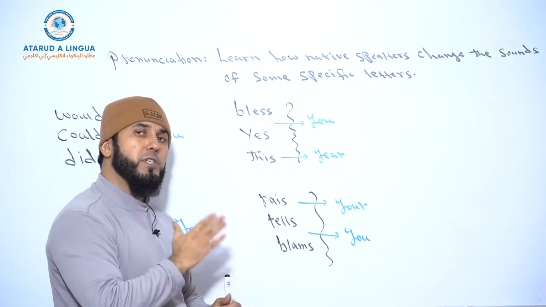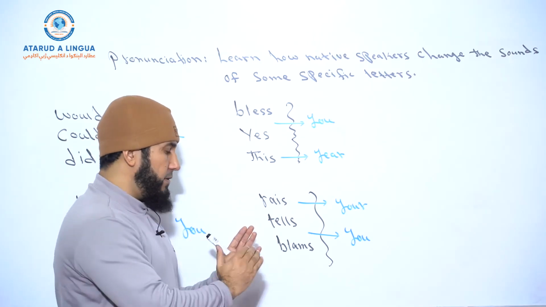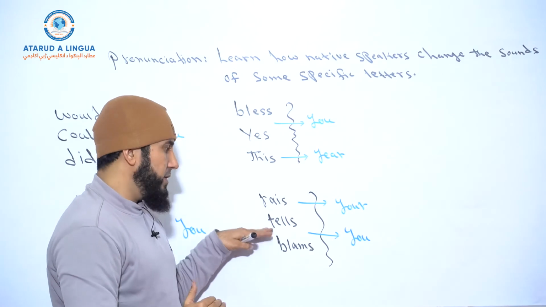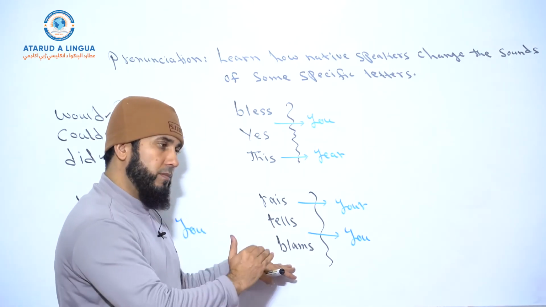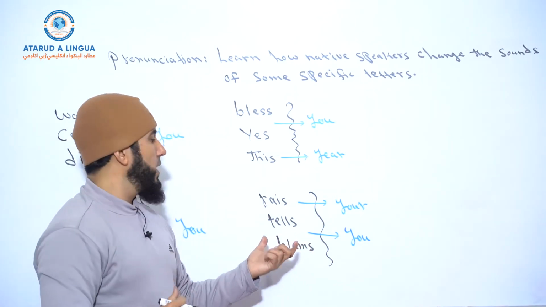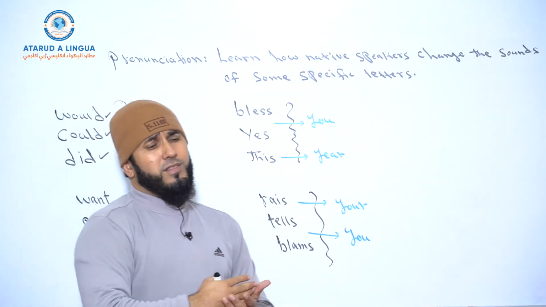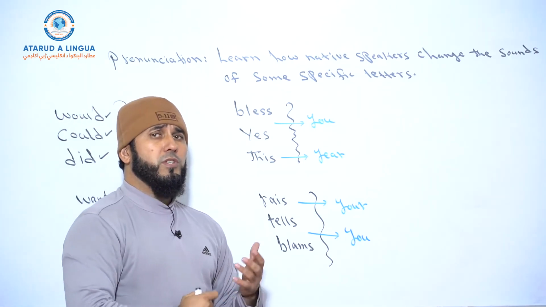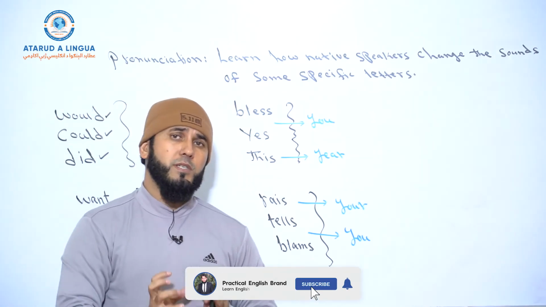So if there's any sound of Z at the end of a verb in simple present tense, like here, he tells you or she tells you, or he blames you, she blames you, so the Z sound is changed to the ZH sound. So this is how native speakers change the sounds of these specific letters when these letters are followed by clusters or groups of vowels and semivowels.